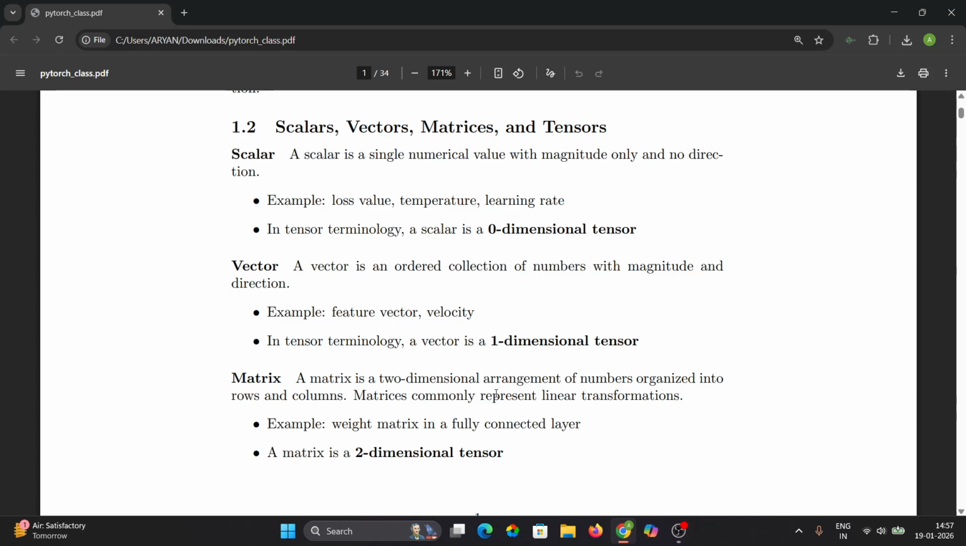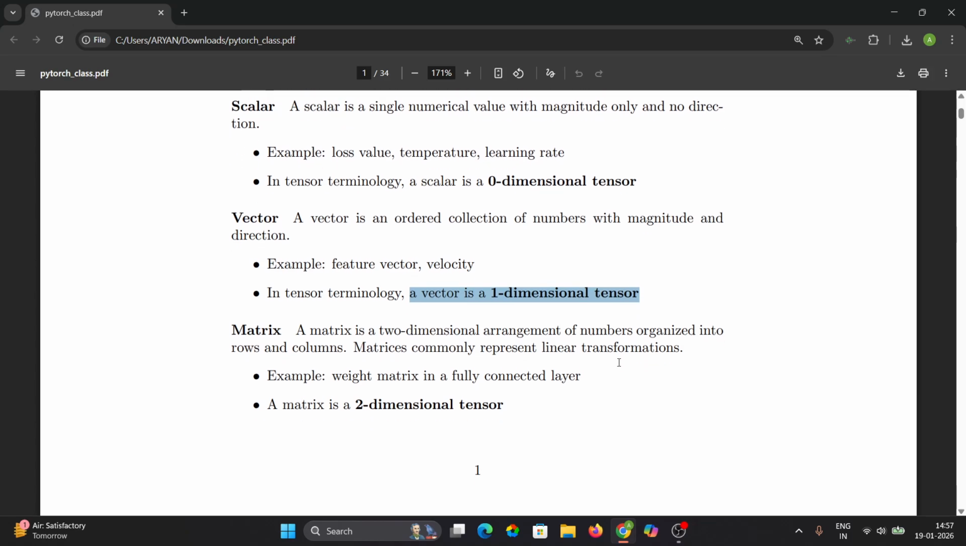A vector is an ordered collection of numbers with magnitude and direction. You must have read this in your physics lectures: a vector is something which has magnitude as well as direction, just like a feature vector. We will read about it further. Velocity, for example, has a magnitude as well as a direction, the direction in which the velocity is. So it is a vector. And in tensor terminology, a vector is a one-dimensional tensor.